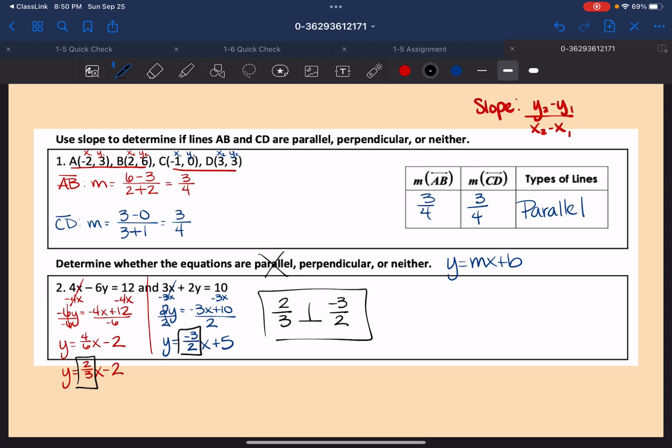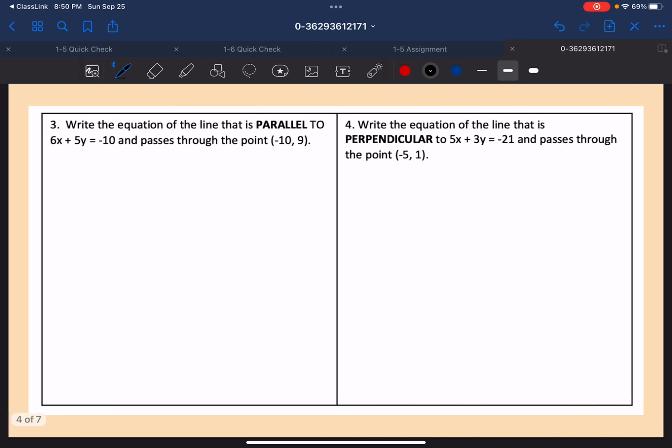Okay, so that's just taking the slope and comparing. Are they parallel because they're the same slope? Are they perpendicular, opposite reciprocals, or are they neither? Now let's jump into actually writing those equations. Given an equation and a point, write another equation that would be parallel to your given equation.